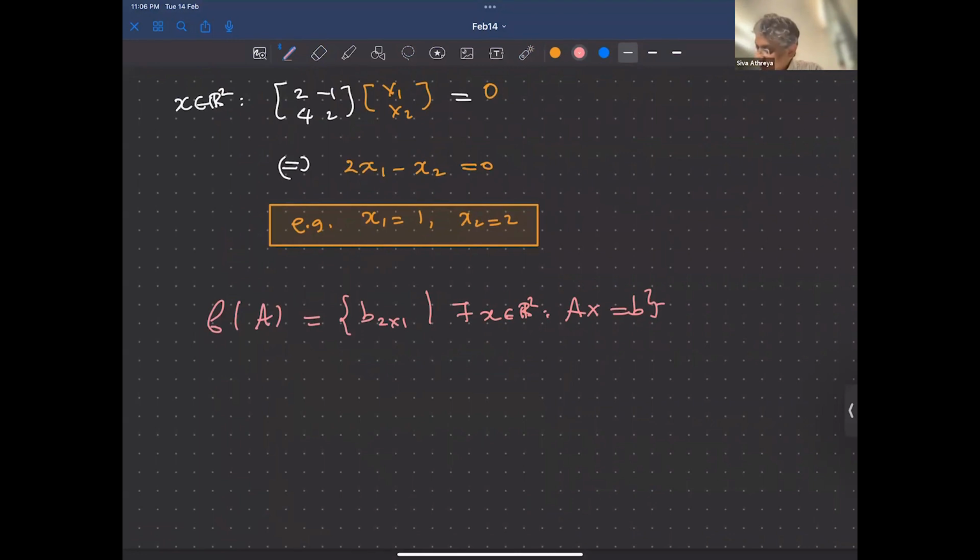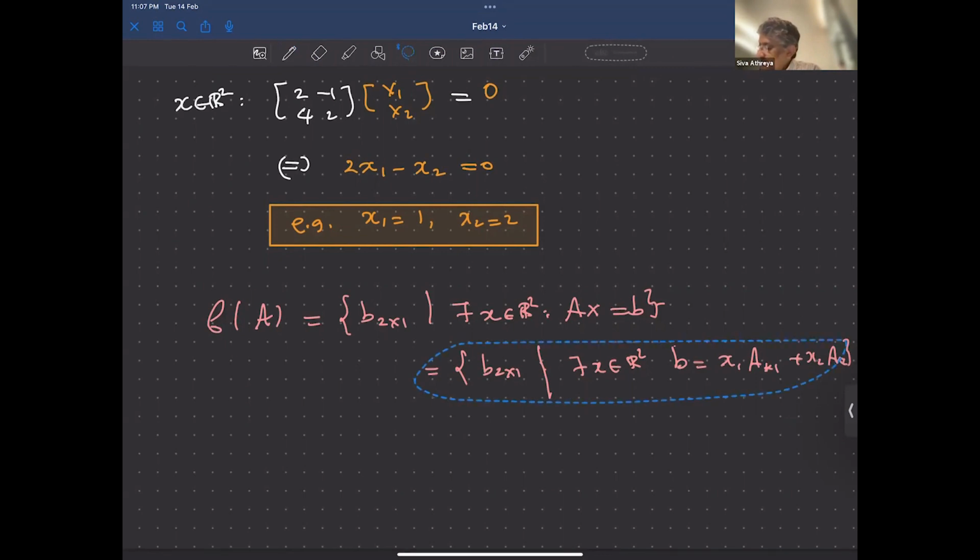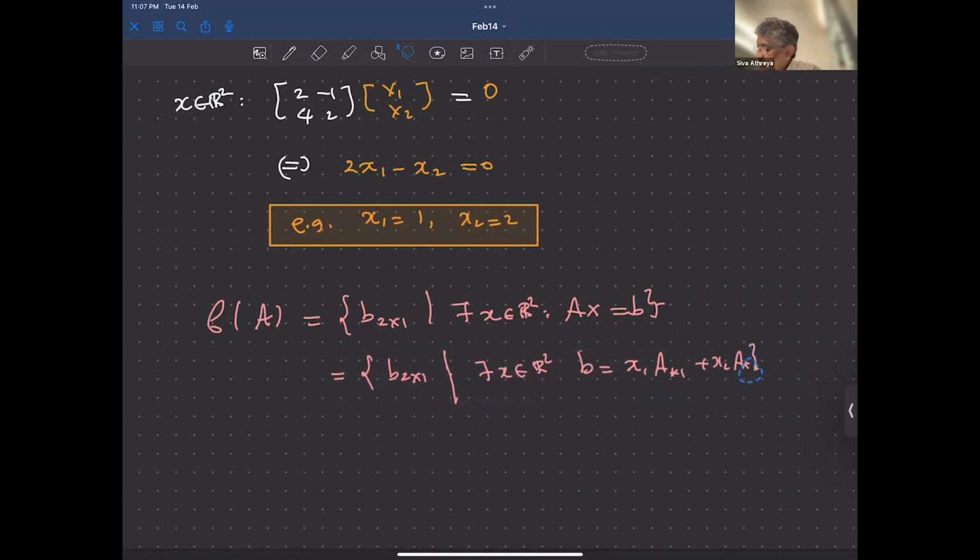Now what does that mean? That means the same as saying the set of all B, 2 cross 1, such that there exists an X in R2 such that B is equal to X1 times the first column of A plus X2 times the second column of A. That's why it's called the column space of A. It's a linear combination of all the columns of A. AX equal to B is exactly B equal to X1 times the first column plus X2 times the second.